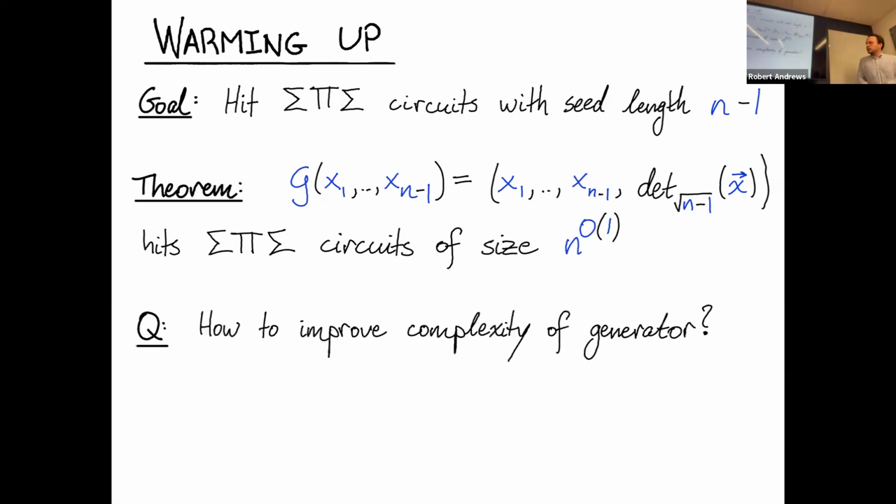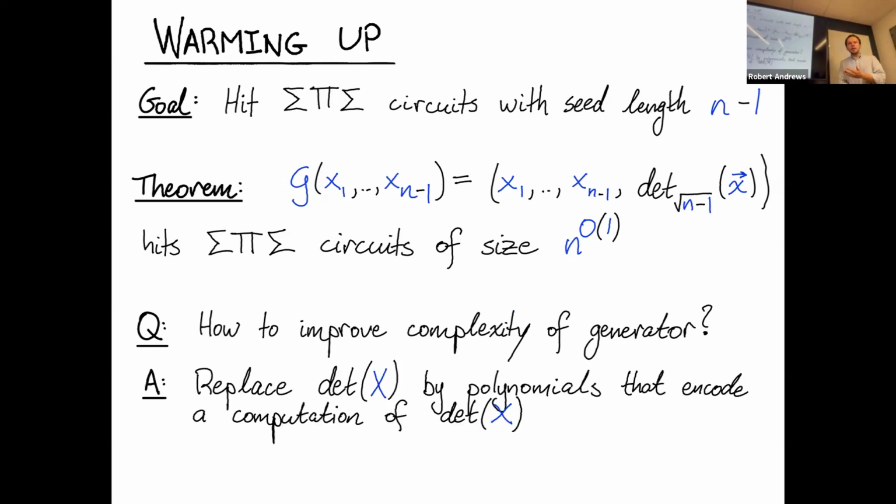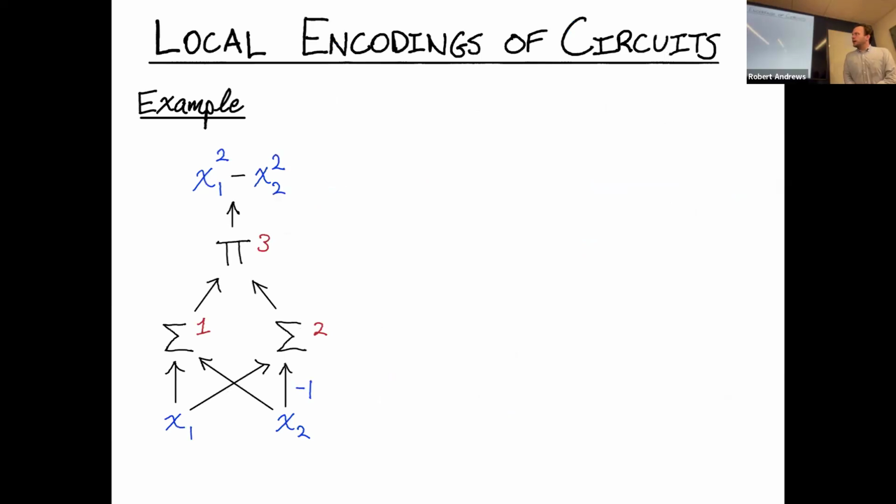So that's the big question: how can you take this generator and improve its complexity to be something much, much smaller? The idea is we're going to replace the determinant itself by a collection of polynomials that encode a computation of the determinant. Okay, so I want to leave the determinant behind for a little bit, and I want to illustrate the idea with an example.